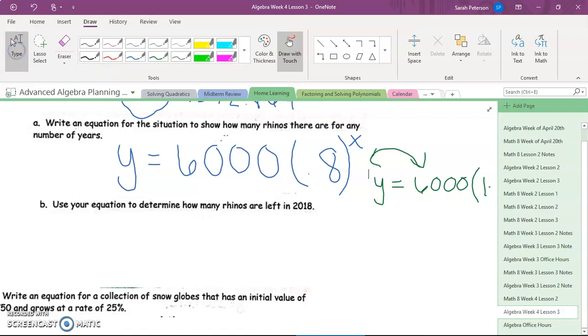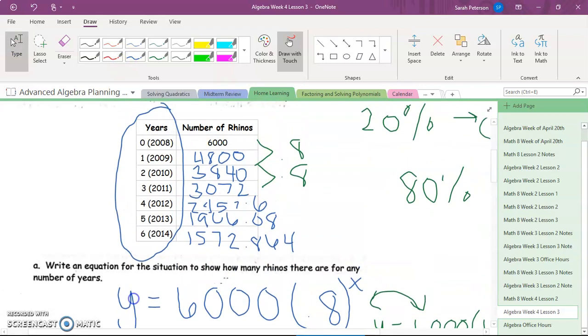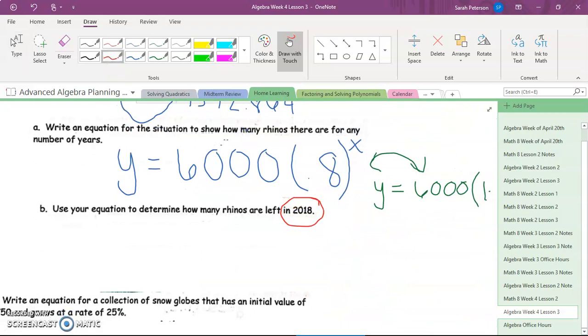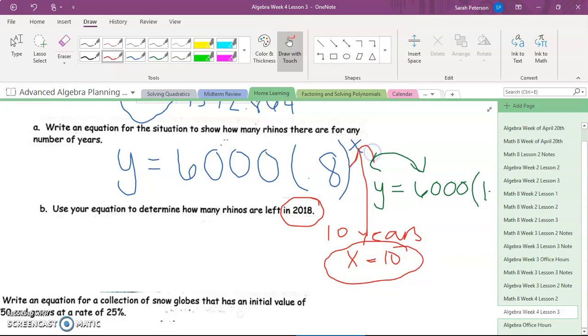So let's go back up to our table. 2018 from 2008 is 10 years. So my X value is actually going to be 10, because it's 10 years from 2008, and 2008 was year 0. So I'm going to plug in 10 for X in my equation so I can solve and figure out how many rhinos there are.